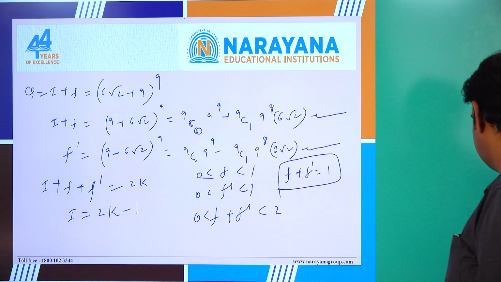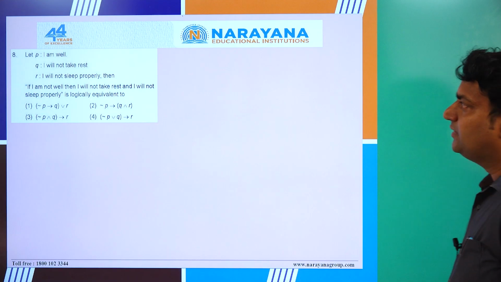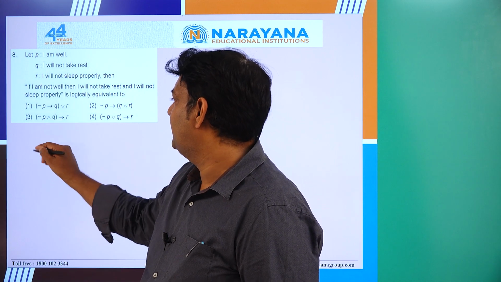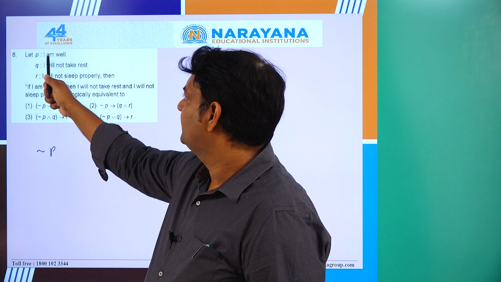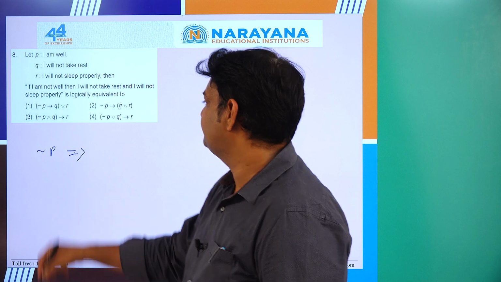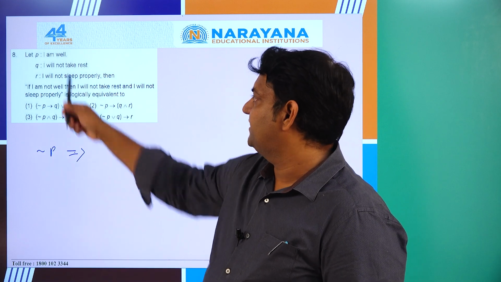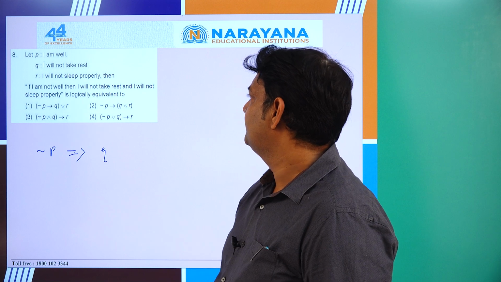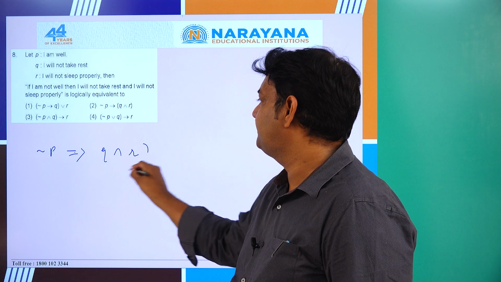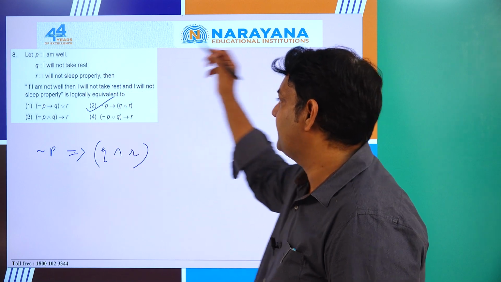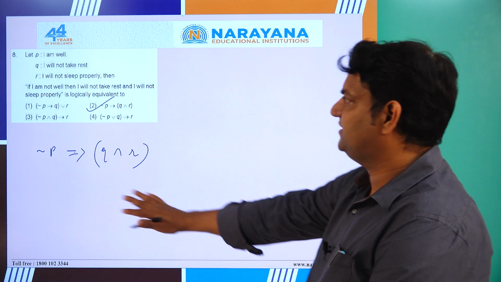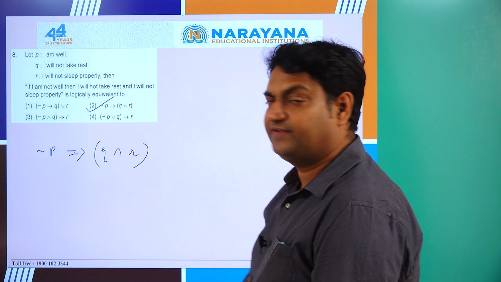Let us move to the next problem now. Just one step, I think. If I am not well, negation p. I am well, p. I am not well, negation p. Then it implies I will not take rest, q, and I will not sleep properly, r. So negation p implies q and r. One step problem. I hope you understand. Nothing more is there, the statements are given, we are just writing them.